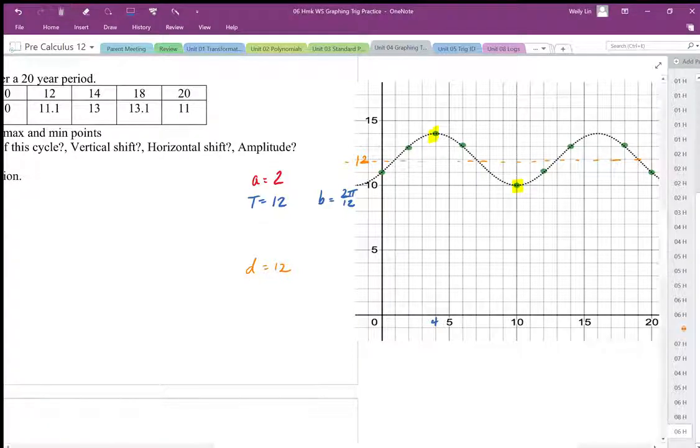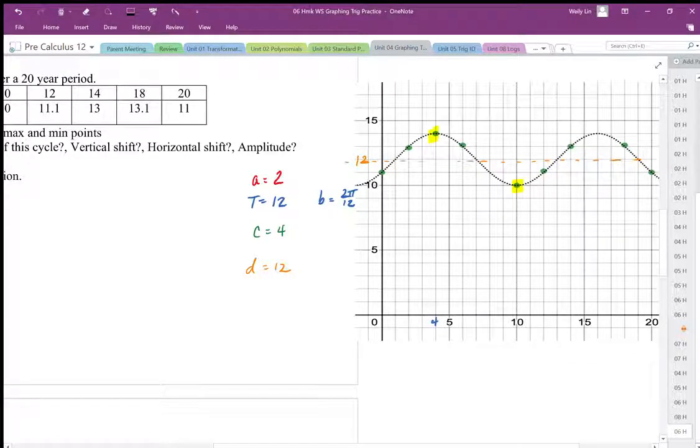My horizontal shift then, I'm going to use a cosine graph, so that 4 represents my horizontal shift. This max point right here is going to be used as my horizontal shift, and I'm going to start my cosine graph from that point. So now I have all the parts that I need. I identified all those parts.